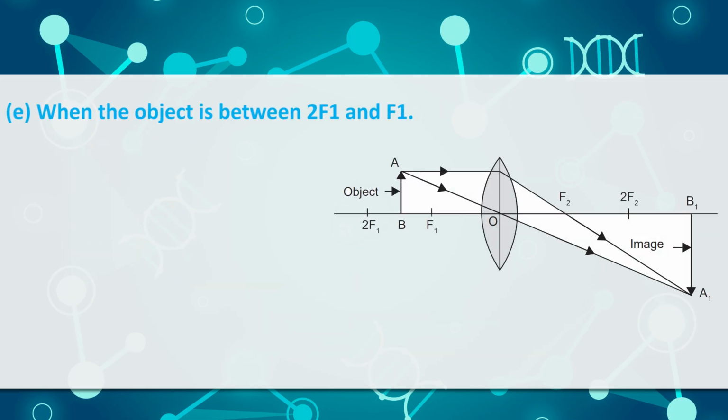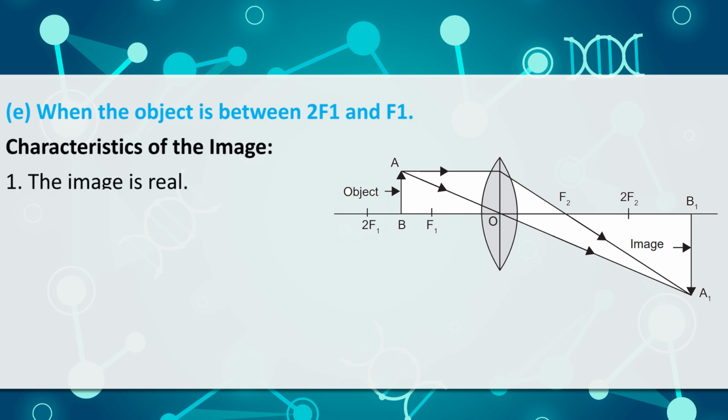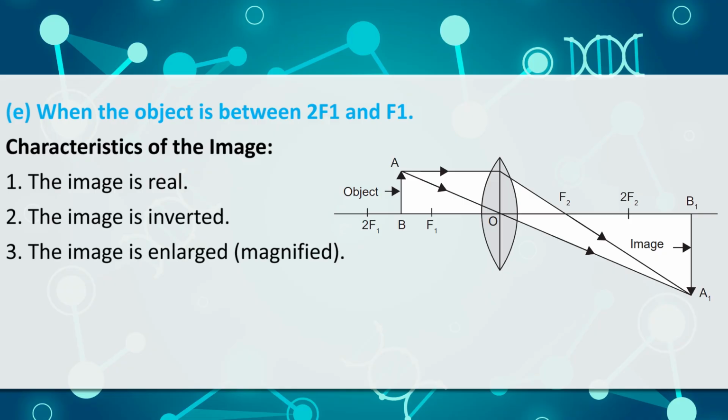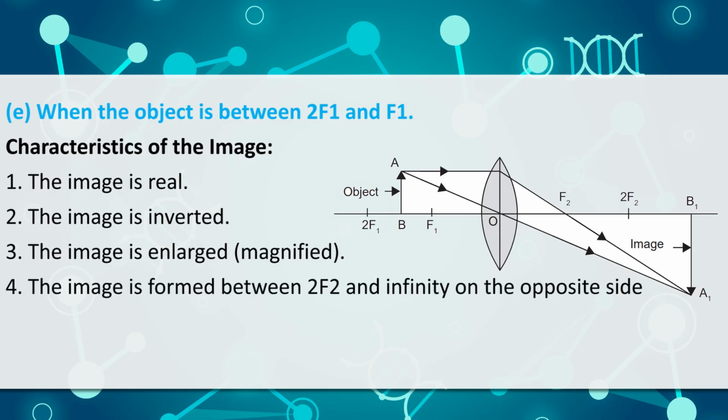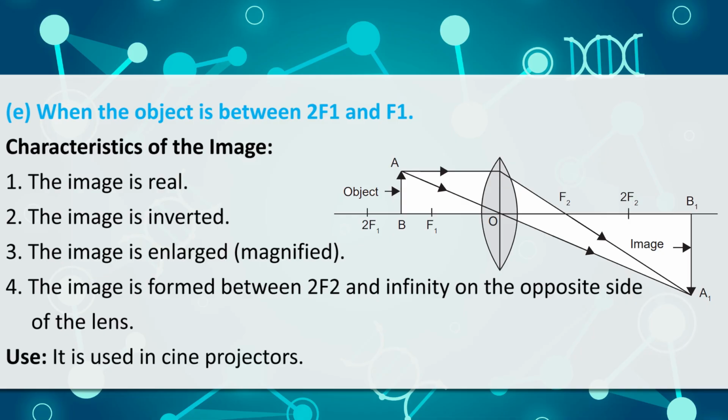When the object is between 2f1 and f1. Characteristics of the image: The image is real. The image is inverted. The image is enlarged, magnified. The image is formed between 2f2 and infinity on the opposite side of the lens. Use: It is used in cine projectors.